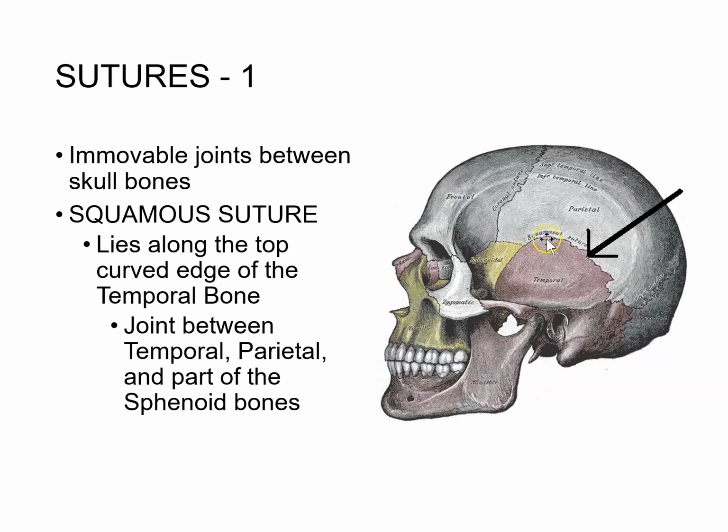The squamous suture is one of them. The word squamous means kind of flat without a really defined shape. And so this squamous suture here, you might remember the word squamous from chapter 4 when we talked about tissues. It's got that same kind of fried egg shape to it. And so the squamous suture joins the temporal bone to a parietal bone. So we would have a squamous suture on the left and a squamous suture on the right.